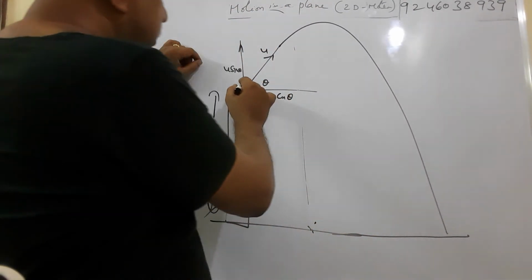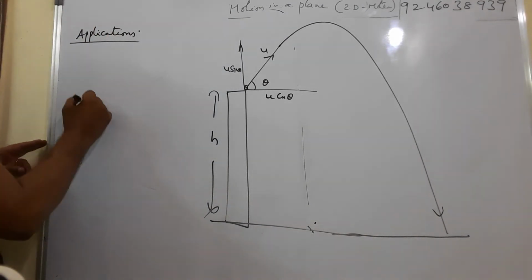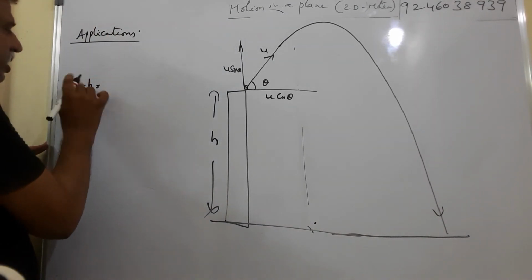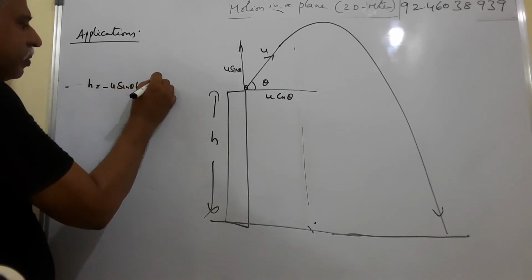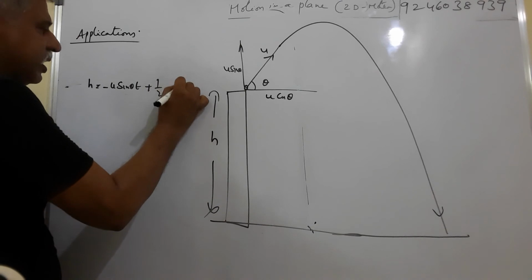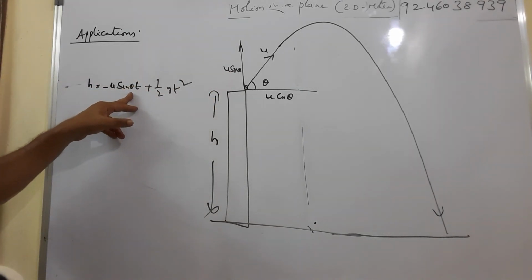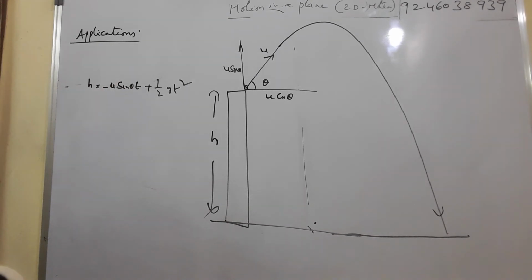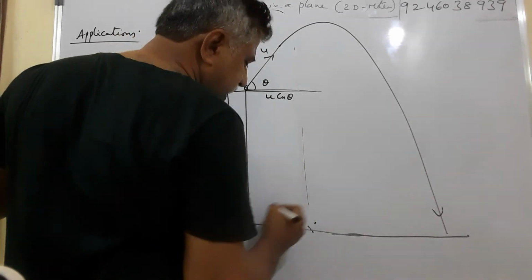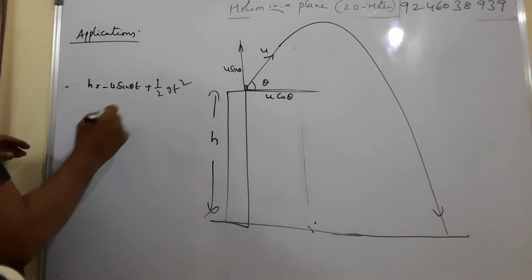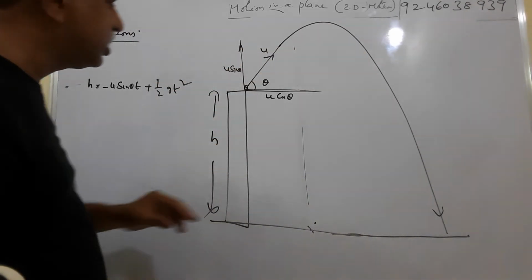The time taken by this body to reach the ground is given by the height of the tower formula. Minus h is equal to minus u sin theta into t plus half g t square. So we use the height of the tower formula. In the place of u, put u sin theta. From this we can find the time of flight also, the time taken by it to reach the ground.